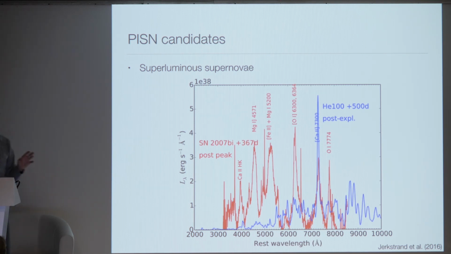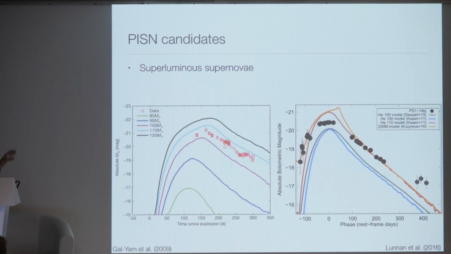So these light curves look good, but the spectra don't match well, and we generally don't think they are pair-instability supernovae. They are extremely bright, but probably there is another way of making these supernovae extremely bright.